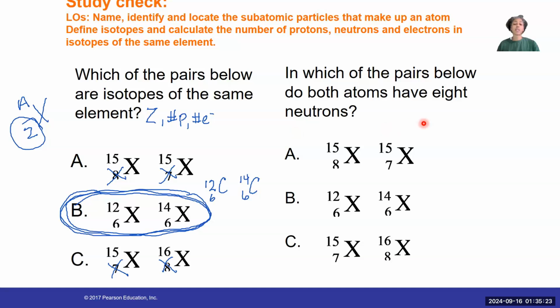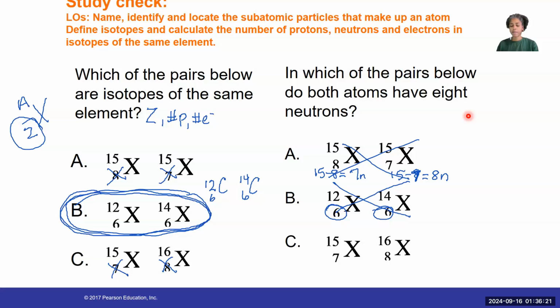All right. The next question says, which of the pairs below have atoms with 8 electrons? I'm sorry, 8 neutrons. So can we identify an atom by the number of neutrons? No, we cannot. That means we can have atoms of different elements that have the same number of neutrons. So we're not looking at B, because these both have the same number of protons, and that would not help us see if they have the same number of neutrons, which they don't. So how will we figure out the number of neutrons? Well, we take A minus Z, which for the element represented in A would be 15 minus 7, which would give us 8 neutrons. So the answer is not A.